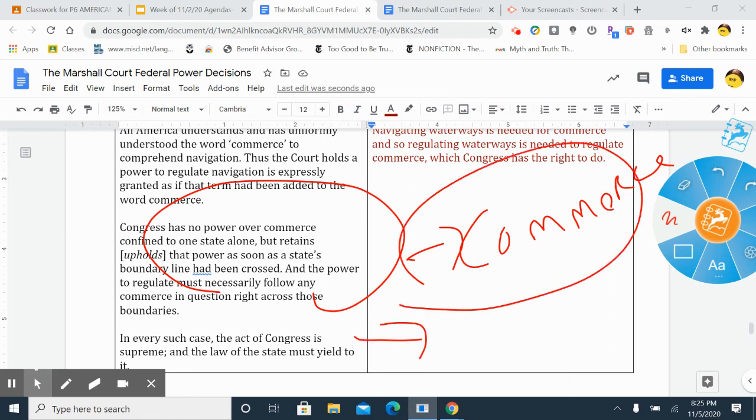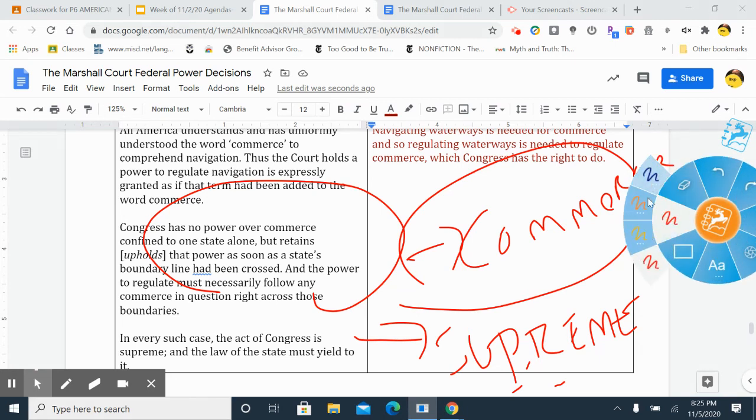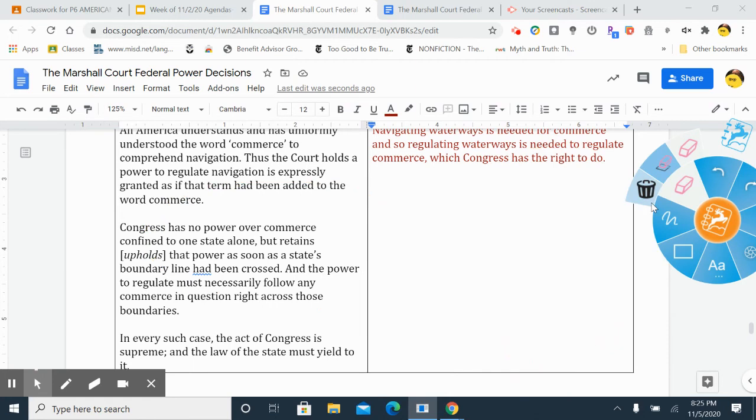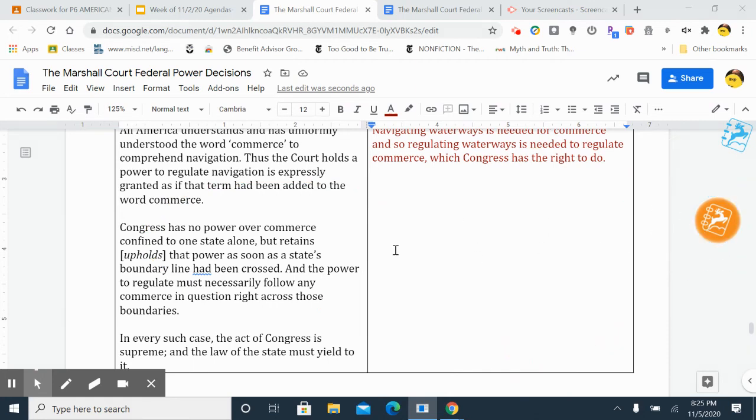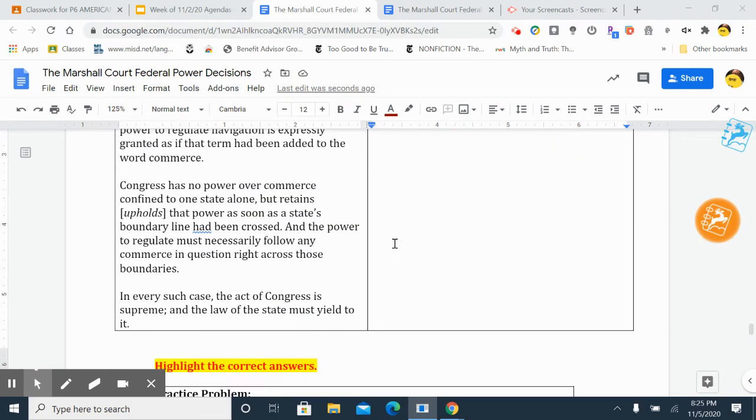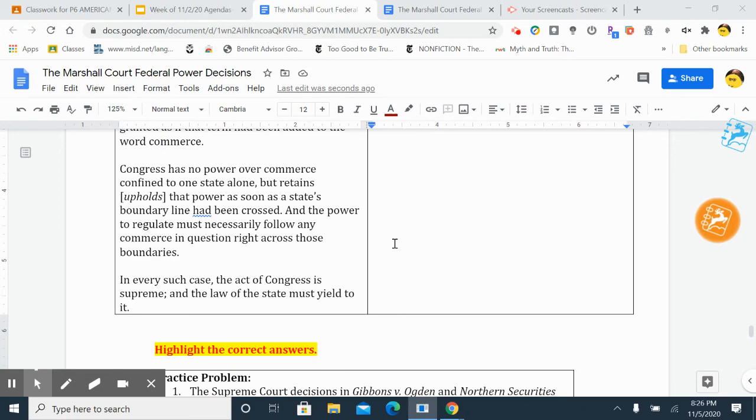The acts of Congress are supreme. Again, we go back to the supremacy clause. This has a lot of influence over the power of the national government. Okay. So again, I'm not going to spoon feed every single thing. I've given you heavy clues here. This is talking about supremacy, and you can kind of figure that out from there.